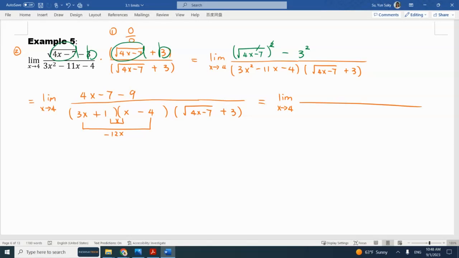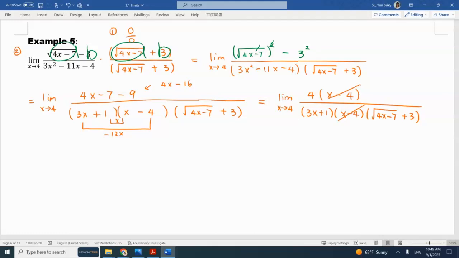What's the numerator? This is 4x. What's minus 7 minus 9? Minus 16. Oh, can you factor further? Yes, factor out the 4. What's left? x minus 4. Right, everybody? Do you see the bad guy? Yeah, it's x minus 4. Good.